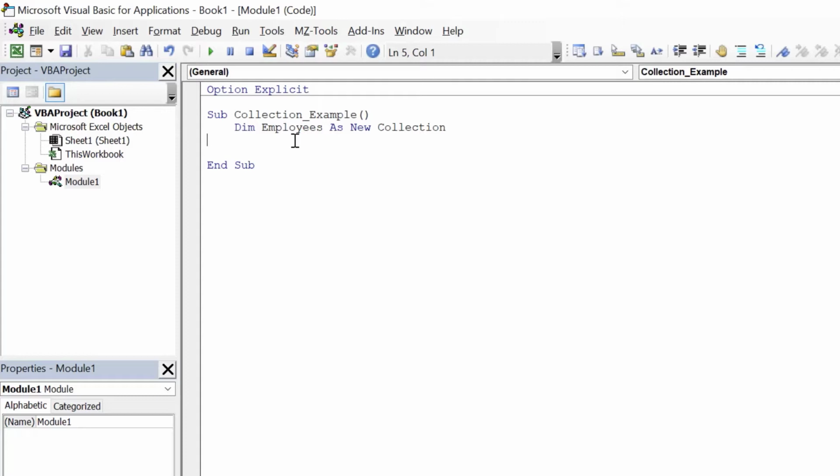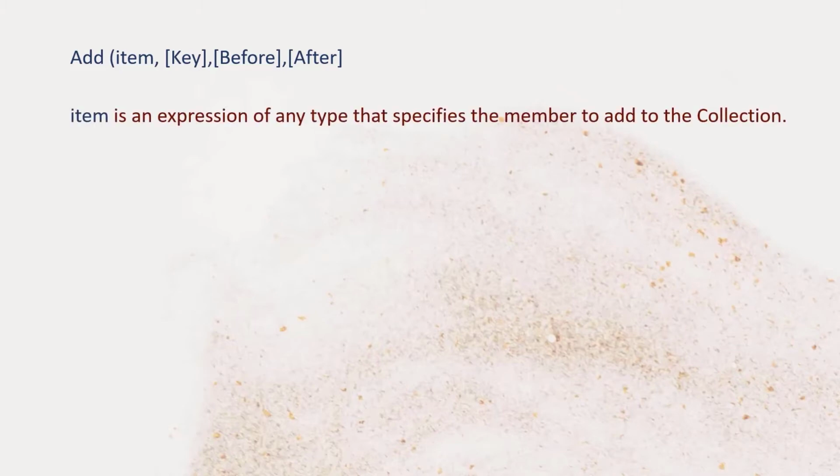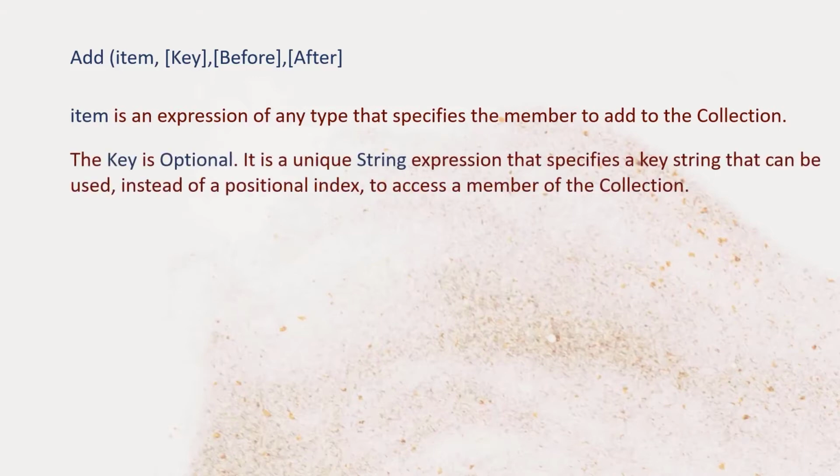Before we add an item to the collection, let's understand the syntax of adding an item. The syntax is Add item, key, before, after. Item is an expression of any type that specifies the member to add to the collection. The key is optional. It is a unique string expression that specifies a key string that can be used instead of a positional index to access a member of the collection.